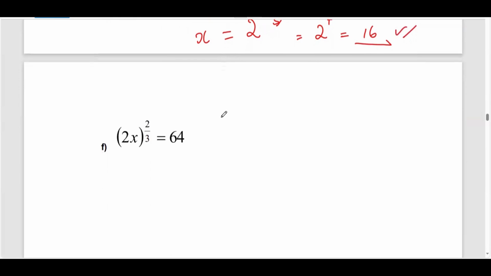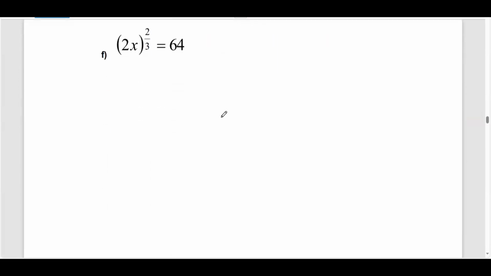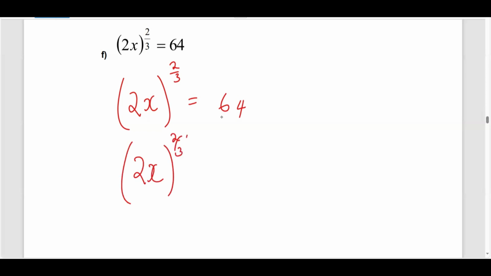Let's look at the second one. Now we have 2x to the exponent of 2 over 3 is equal to 64. So what I can start by is getting rid of this. So I have 2x to the exponent of 2 over 3 multiplied by 3 over 2 is equal to 64 to the exponent of 3 over 2. So this cancels that. I'll be left with just 2x.